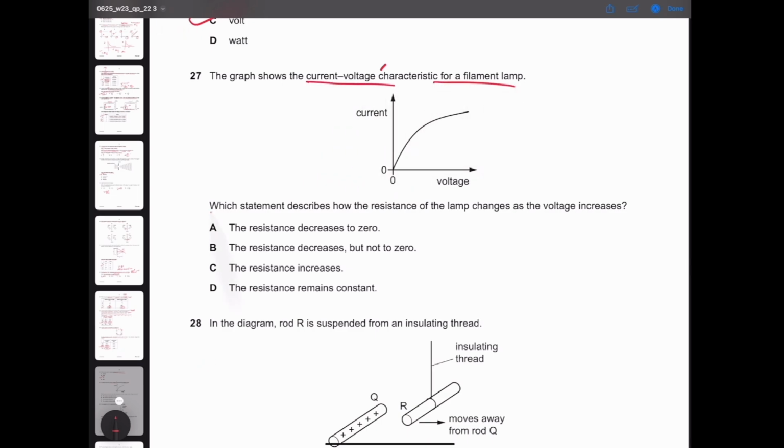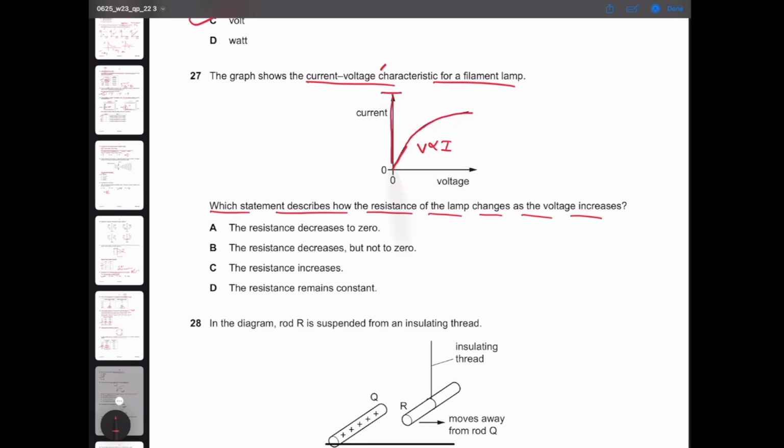Which statement describes how the resistance of the lamp changes as the voltage increases? You can clearly see here that initially there is a direct relationship, V is directly proportional to I, right? But slowly you are seeing that it is deviating away from the Y axis.